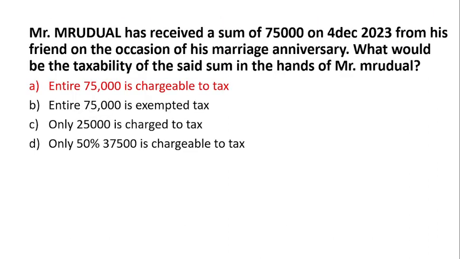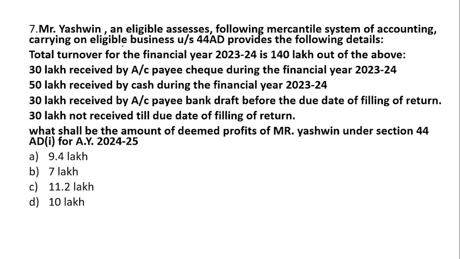Next question, moving ahead with question number 7. Mr. Yashwin, an eligible assessee following the mercantile system of accounting and carrying on eligible business under section 44AD. You know that this section 44AD is for presumptive income, and it comes under the PGBP head, profit and gains of business and profession. They provide the following details.